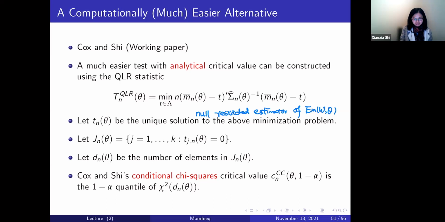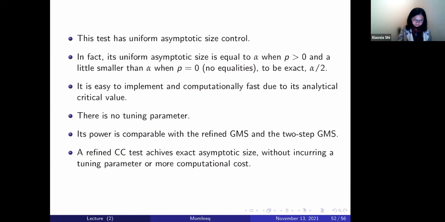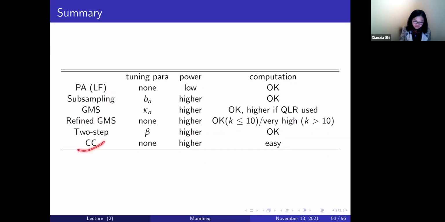So this test is very easy to compute because it doesn't use a simulated critical value. It also doesn't use a tuning parameter, so it doesn't require any optimal choice of the tuning parameter. The test also has uniform asymptotic size control, and it's easy to implement. There is no tuning parameter, and the power is comparable to these more complicated methods. So just comparing CC has no tuning parameter, and the computation is much easier.